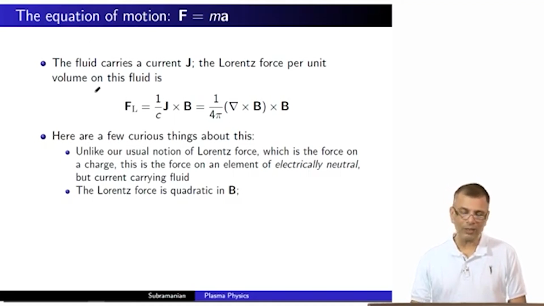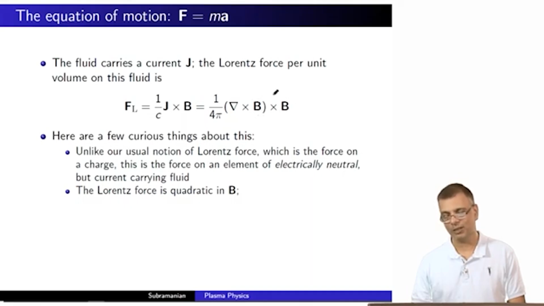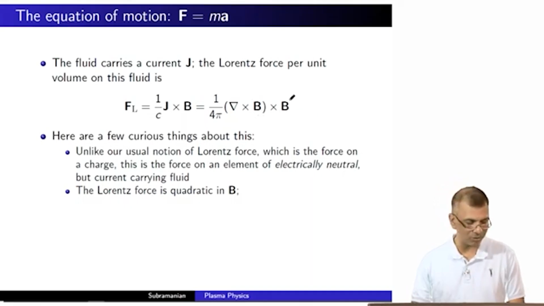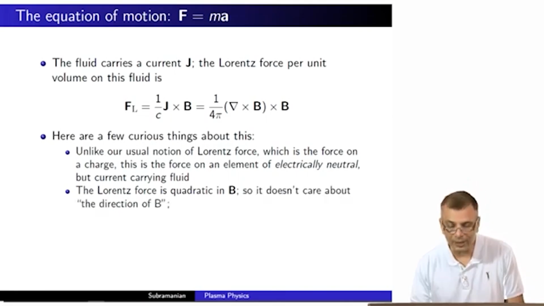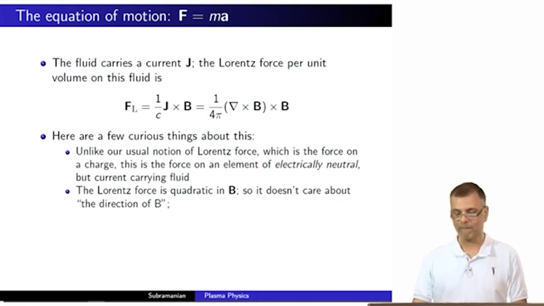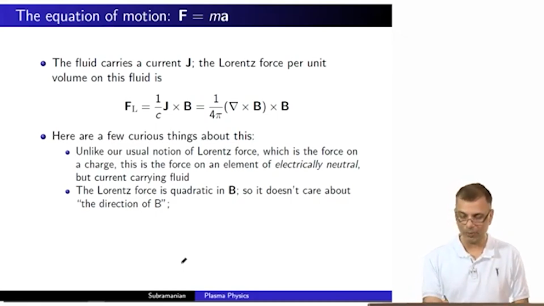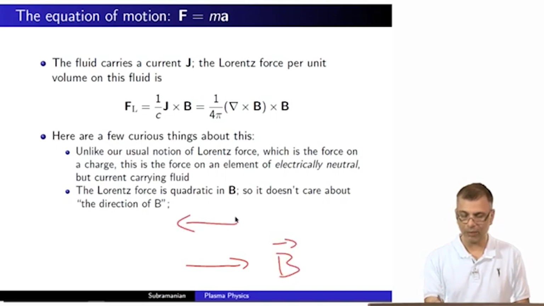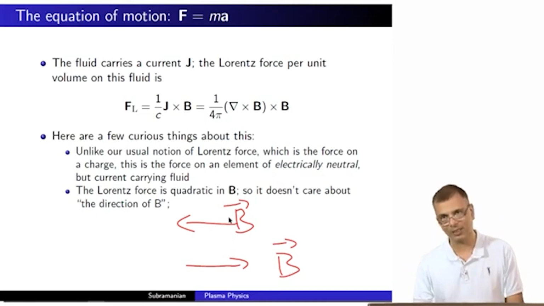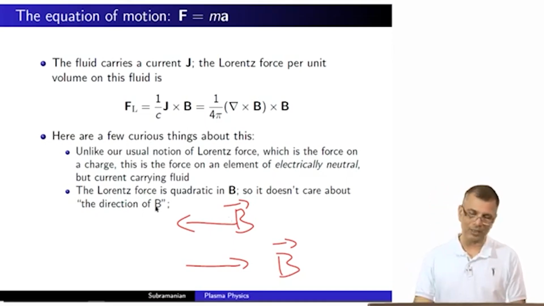The other thing is that the Lorentz force is quadratic in B. It goes as B squared, you see, B here and B here. So, what is the implication of that? It does not care about the direction of B, whether B is this way or this way. It does not matter, the Lorentz force will still be in the same direction. This is another strange thing.